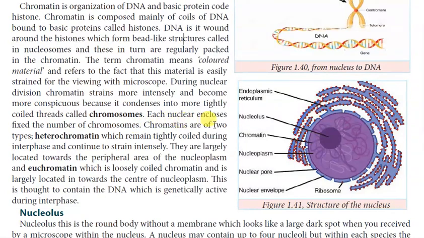So chromatin is of 2 types. We have the heterochromatin, which remains tightly coiled during interphase and continues to stain intensely. So they are largely located towards the peripheral area of the nucleoplasm. The heterochromatin ndio ile ambayo kama ukienda kwenye BS utakuta kwenye structure ya nucleus kuna baadhi ya parts zimekuwa labeled hivi. Unaona, they are always located in the peripheral area of the nucleoplasm.